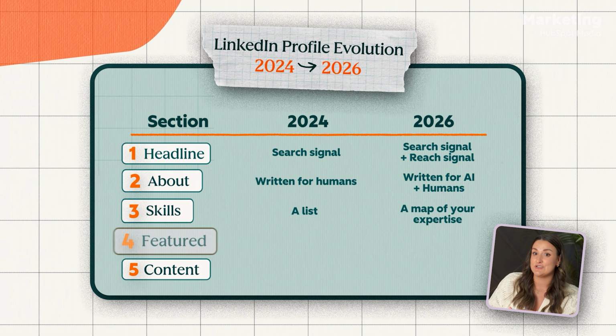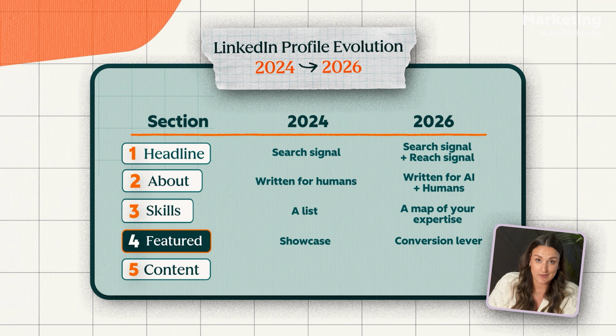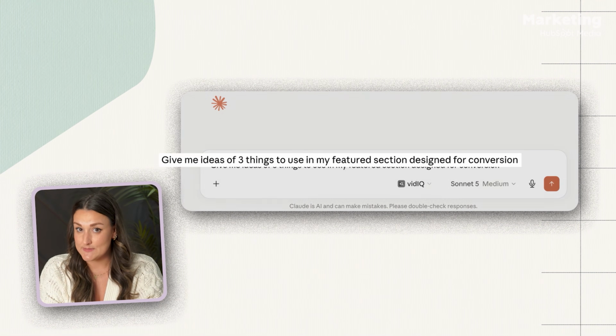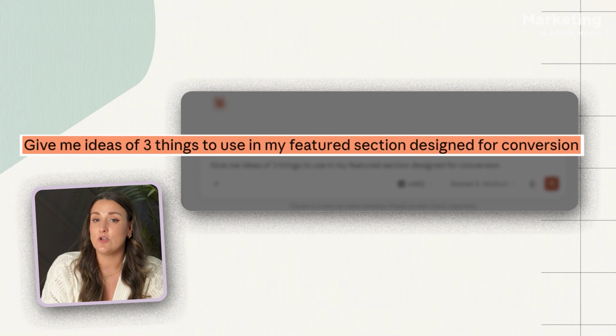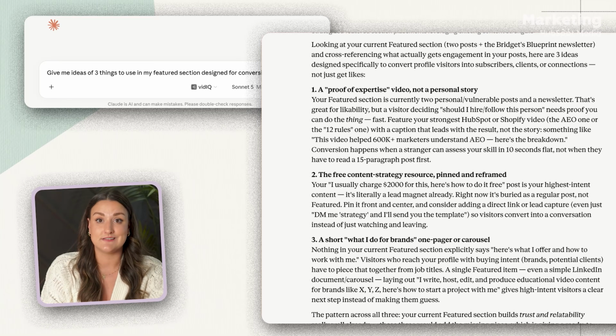Still correct, but now the best profiles are using it as a conversion lever. Think about what you want someone to actually do when they land on your profile. Subscribe to your newsletter, download something, book a call, visit your portfolio. That's what belongs in your featured section, not a post from 2023. So make sure to pin your next steps here. If you're not sure what to pin, just ask AI for ideas on what to feature based on your goals and your audience, and it'll give you a direction. All right, we have one more tweak to go, and this one, most of you haven't even touched yet.